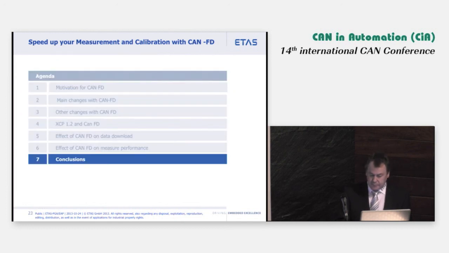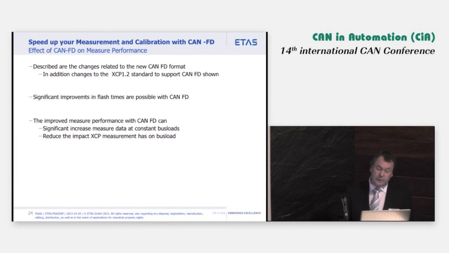Okay, so to wrap it up. I've told you a little bit about the CAN FD format, and I've also tried to explain what the actual changes are for XCP 1.2 related to CAN FD. Download times, flash times, we've seen that many times before. These can be significantly improved.